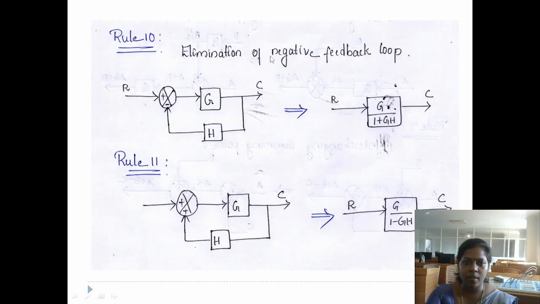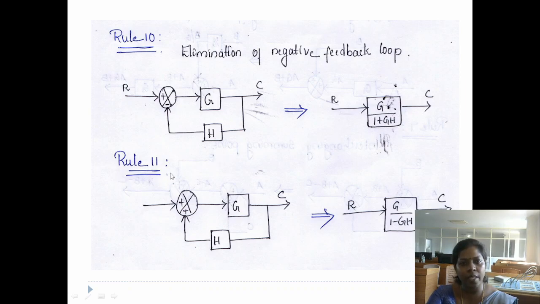Now rule number 10, elimination of negative feedback loop. When the feedback loop has the sign minus, we call it a negative feedback loop. For eliminating it, we have one formula, G divided by 1 plus G into H. G is the block here, H is the block here. So we have to use the formula G divided by 1 plus G into H.